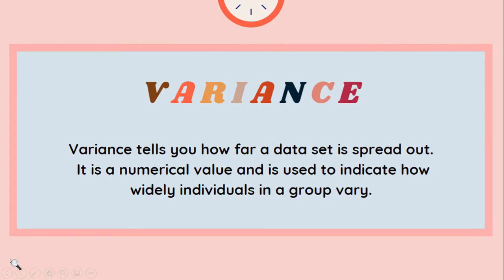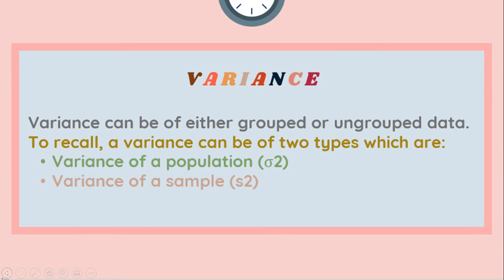So the next is variance. Variance tells you how far a data set is spread out. It is a numerical value used to indicate how widely individuals in a group vary. Variance can be of either group or ungrouped data. To recall, a variance can be of two types, which are variance of a population and variance of a sample.